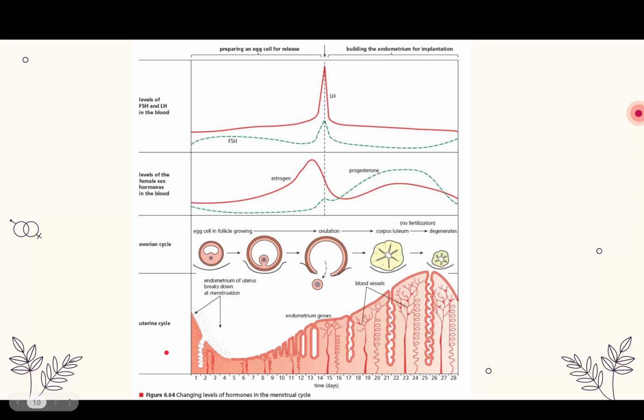Oviduct is the fallopian tube, or oviduct is basically what connects the ovary to the uterus. Placenta and mother is unit 11. I will go through that, but it's just not right now.